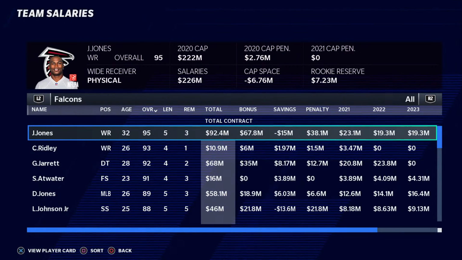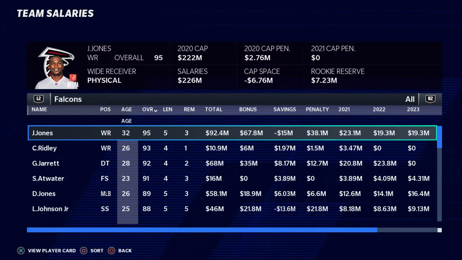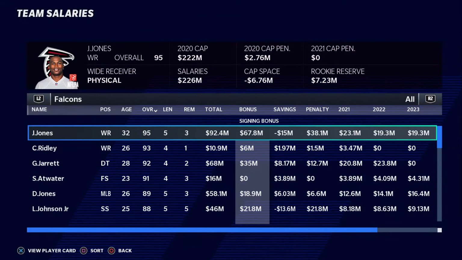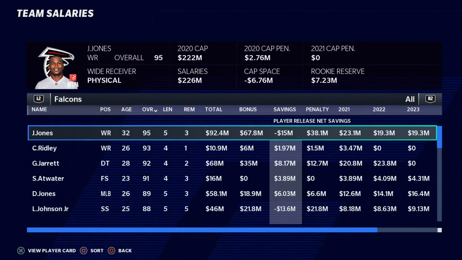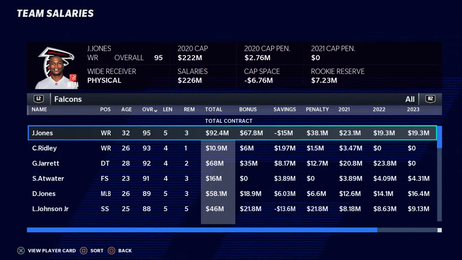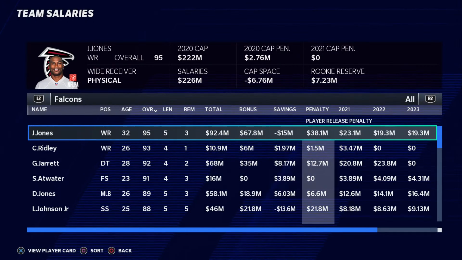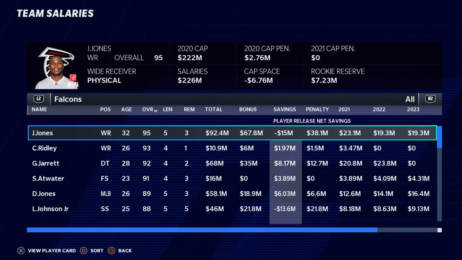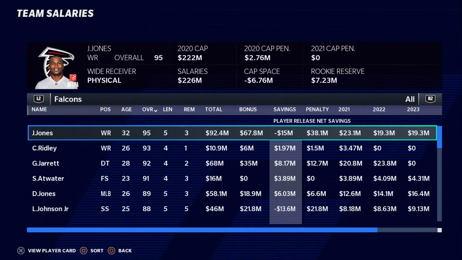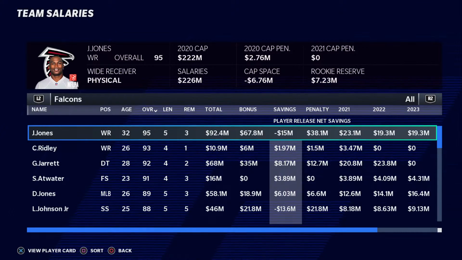We go over to what you want to look at. The most important columns are going to be age, overall, bonus, savings, and penalty. So you look right now, Julio is making $23 million a year. To cut him right now, it would be minus $15 million in cap space. That minus won't add to that minus. So you can't cut him, because it's going to kill your cap space that's already negative.